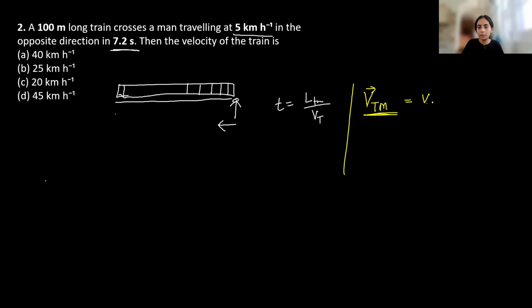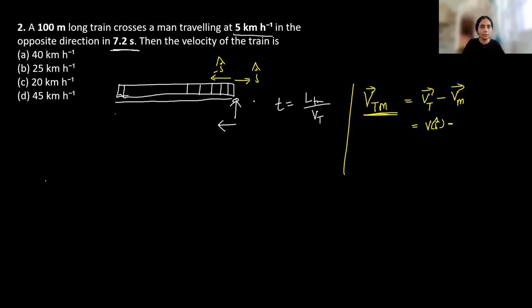सो V_TM क्या होगा तुम्हारा? V_T minus V. So let us take unit vector i cap in this direction and minus i cap in this direction. So velocity of train, let us say that is V. So that is in i cap direction.